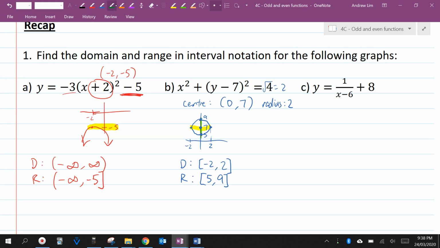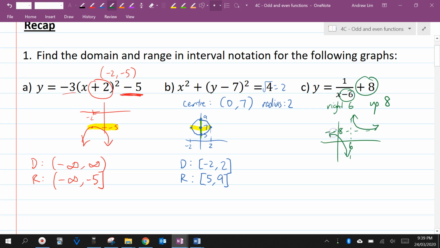Okay, in part C we have y equals 1 on x minus 6 plus 8. We know that this is a hyperbola, which is moving to the right 6 and up 8, which means that we will have asymptotes at 6 and at 8. So it's going to look something like this.